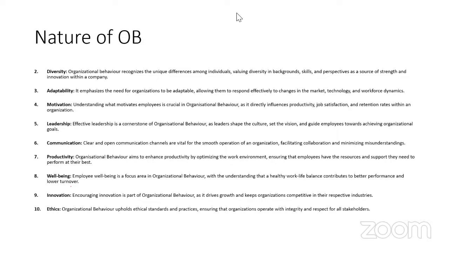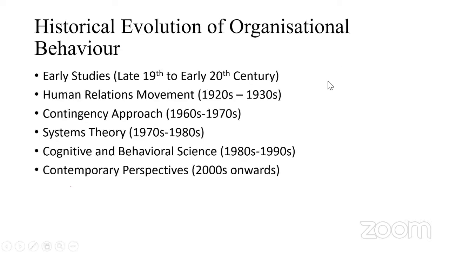A student is asking whether it is from the first point of OB. Yes, it is in the first. Like I told you, this would come under the fourth unit in your syllabus.